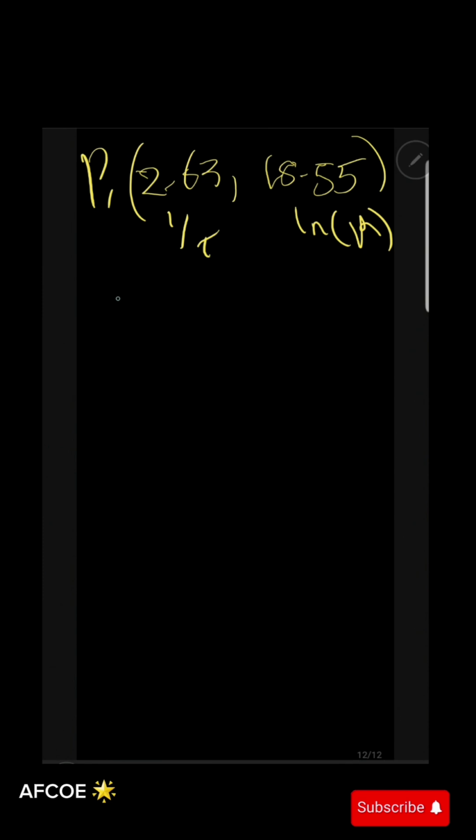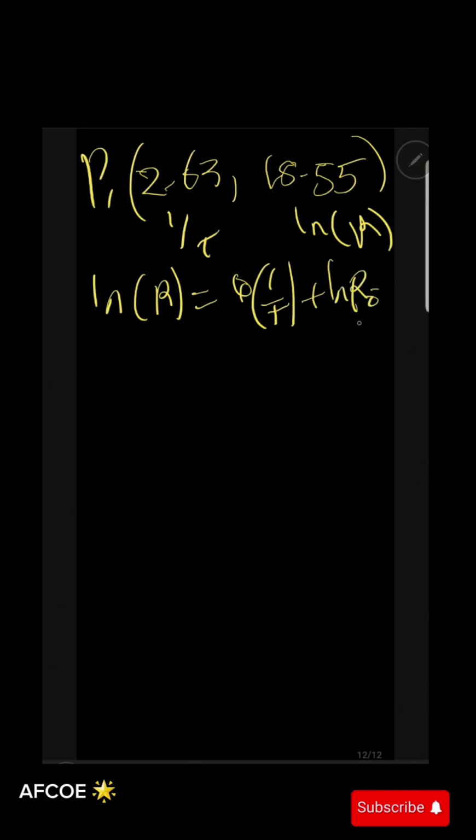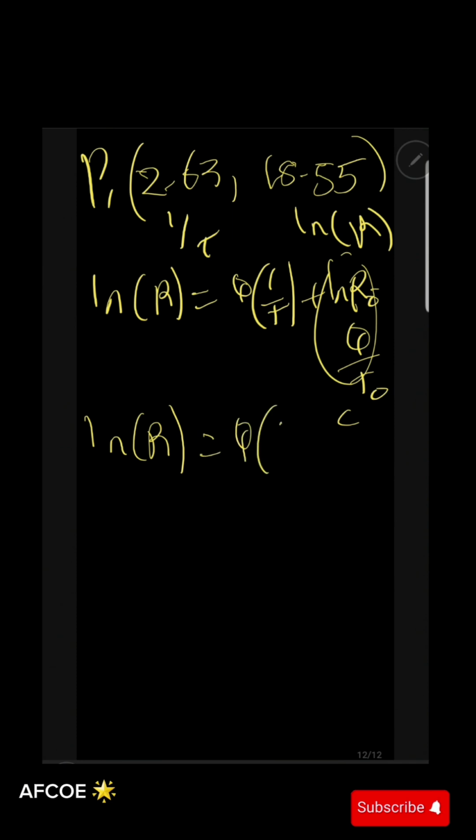Remember, we have our equation that ln r is equal to q into 1 over t plus ln r naught minus q on t naught. So now I can just call all of these quantities c. So now we have ln r equal to q into 1 on t plus c, where c is simply ln r naught minus q on t naught.